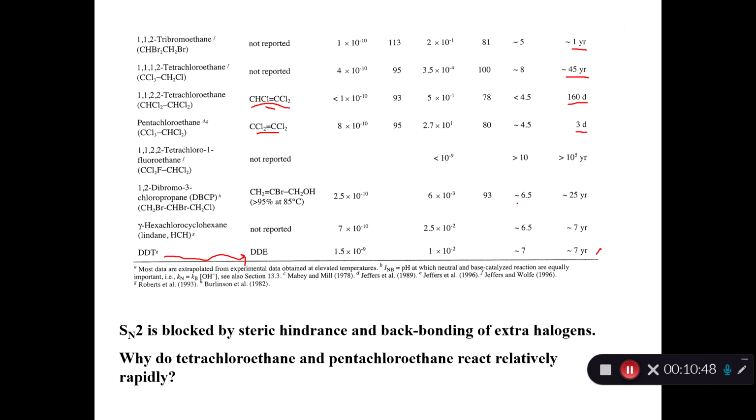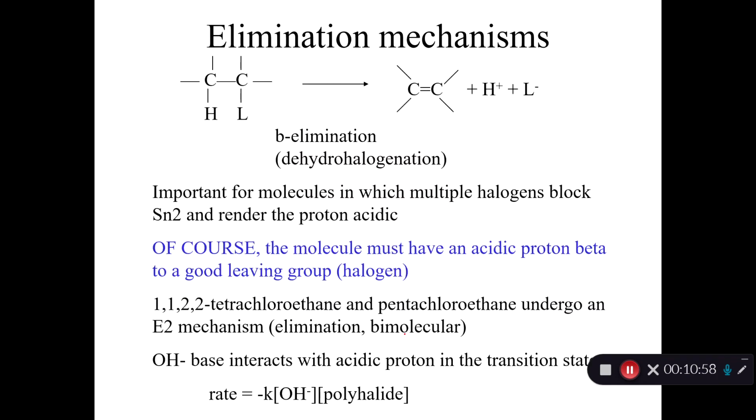So what is going on here? Why are we forming these double bonded compounds, and why are some of these reactions happening much more quickly than we would expect from the SN1 and SN2 reactions? Well, the answer is that they're undergoing an elimination reaction. Sometimes this is called beta elimination, and this can also be called dehydrohalogenation. D meaning you lose something, hydro meaning you lose a hydrogen, and halogen meaning you lose a halogen.